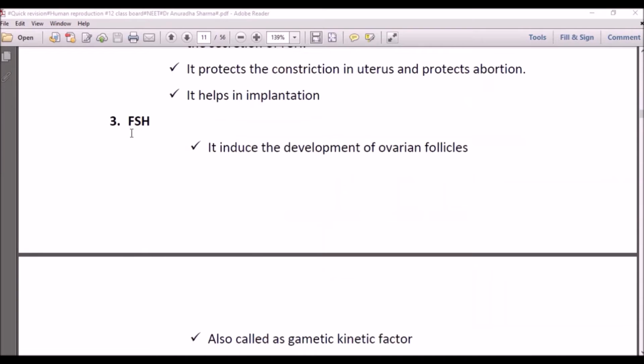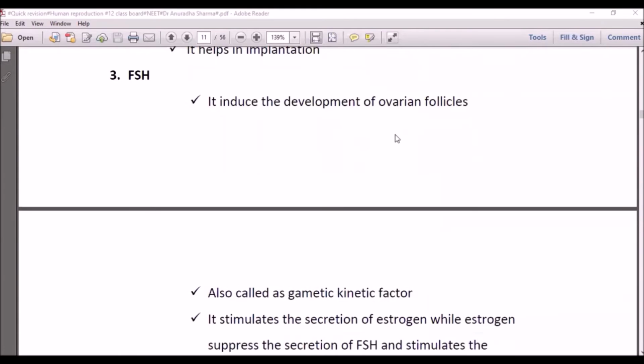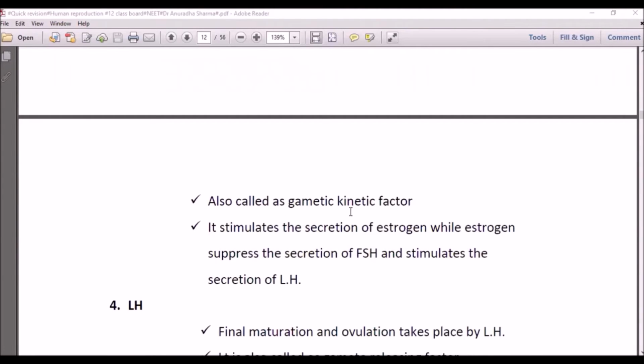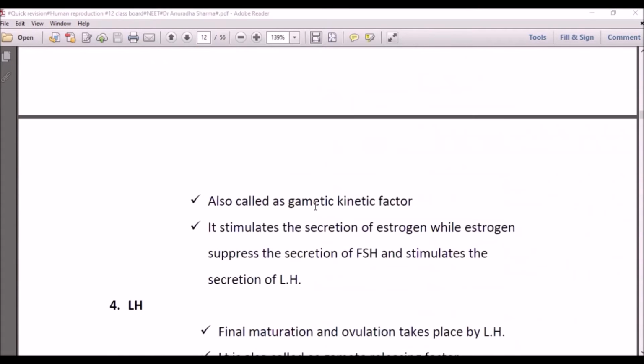Now next is FSH, that is follicle stimulating hormone. It induces the development of ovarian follicle. Second, it is also known as gametokinetic factor. And lastly, it stimulates the secretion of estrogen, while estrogen suppresses the secretion of FSH and stimulates the secretion of LH. So this is the function of FSH.